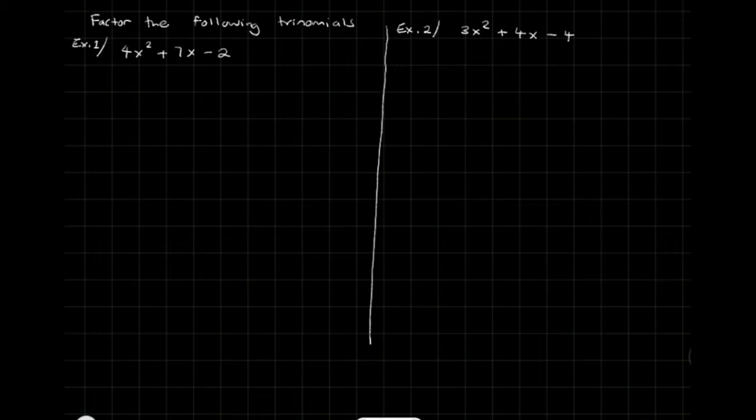Okay, let's factor the following trinomials. Okay, so we're basically looking at quadratics in the form of ax squared plus bx plus c. So here we have two examples. So let's go through them really quickly.